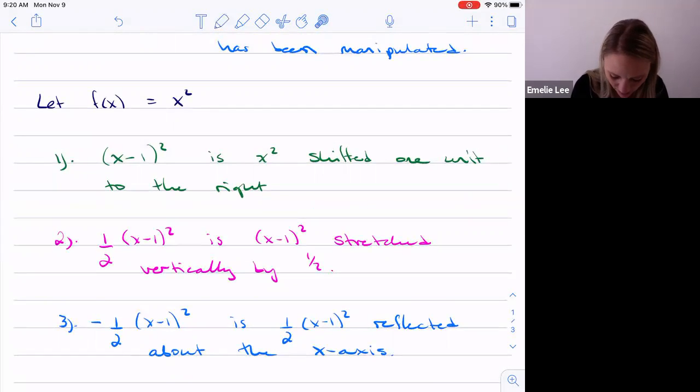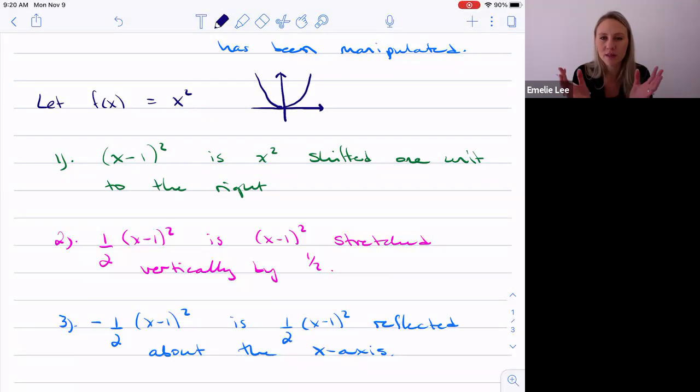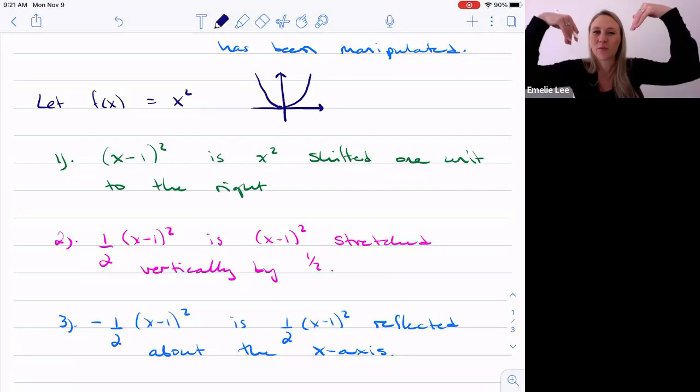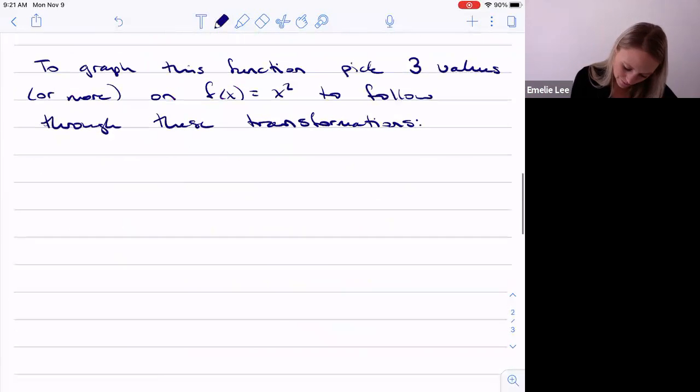But first of all, I want to have a quick graph of x squared. So f of x equals x squared looks like just a parabola like this, and that's where I'm starting. Then I'm going to be manipulating this thing, shift it over, shrink it vertically, then reflect it and then bump it up. And so here we go.